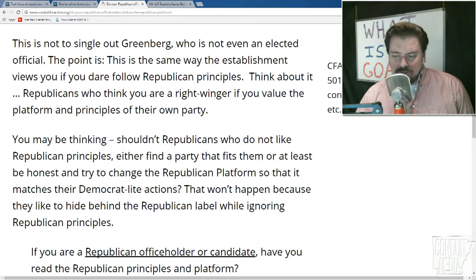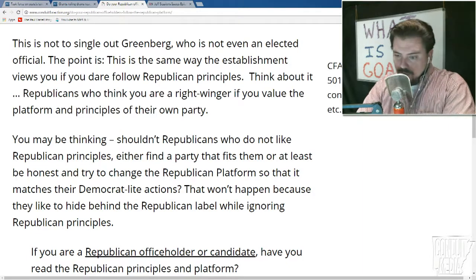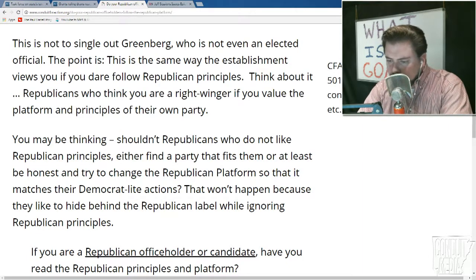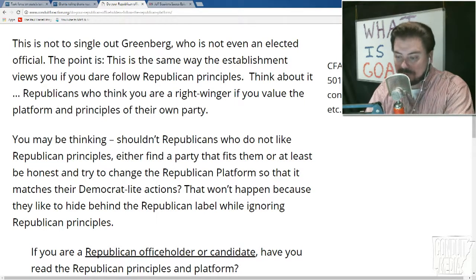You may be thinking, shouldn't Republicans who do not like Republican principles either find a party that fits them, maybe rename their party the Neo-Democratic Party of Arkansas, or at least be honest and try to change the Republican platform so that it matches their Democrat-light actions? That won't happen, because they like to hide behind the Republican label while ignoring Republican principles.